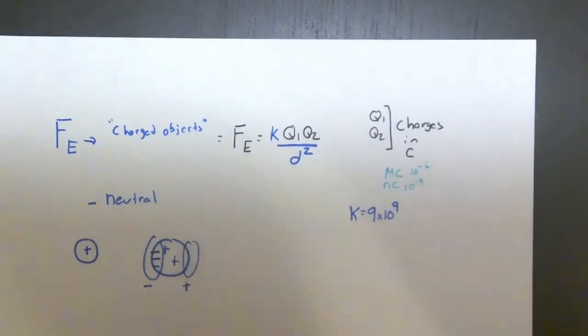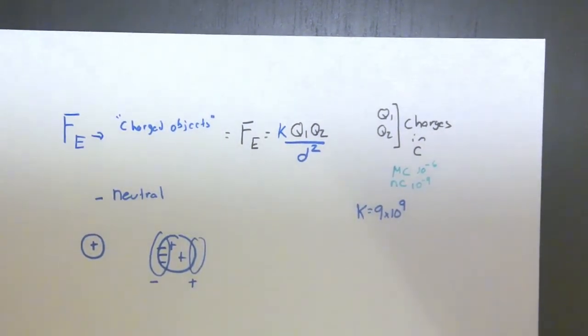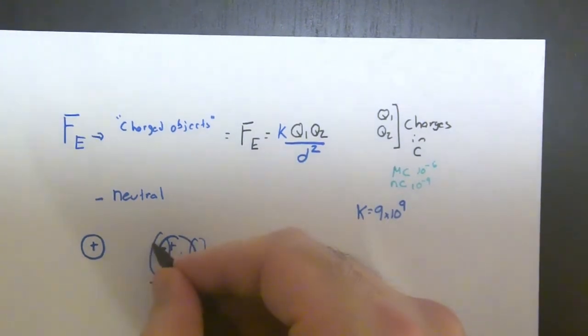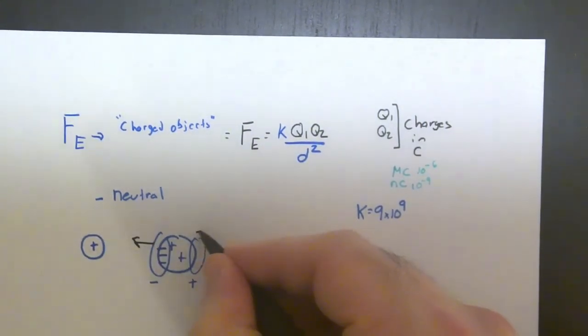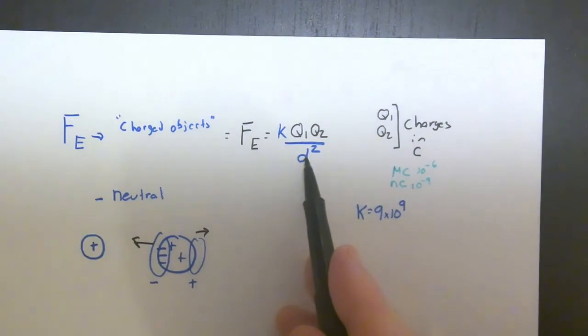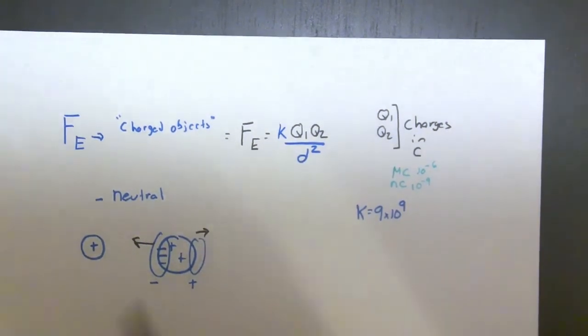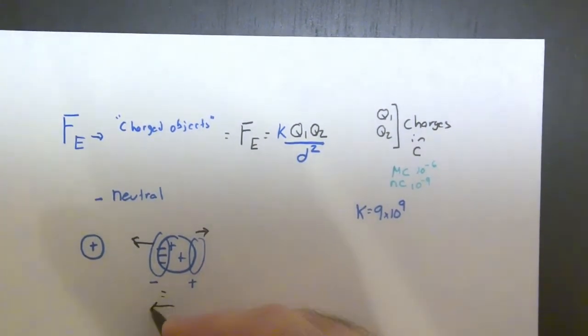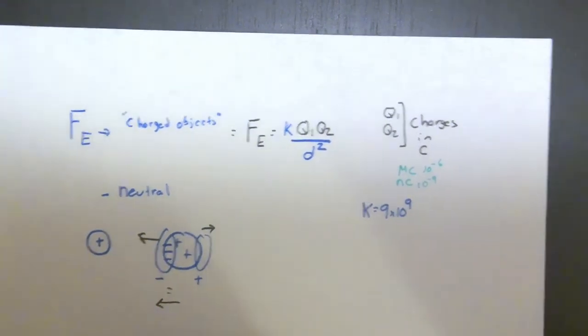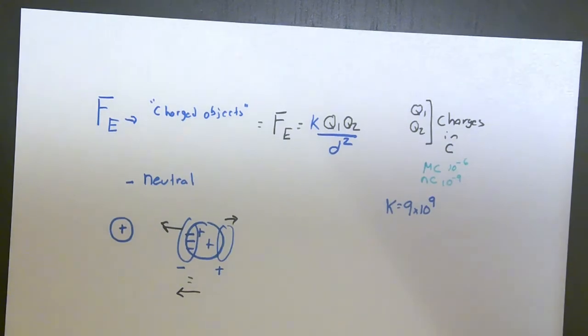Both of them feel a force. One attracts, one repels. But since the closer one is closer, it is always stronger because of the d squared. It doesn't matter if it's positive or negative, it will always attract. So this tells you that neutral things will attract to charged things, but not as strong as if they were overall the opposite sign.